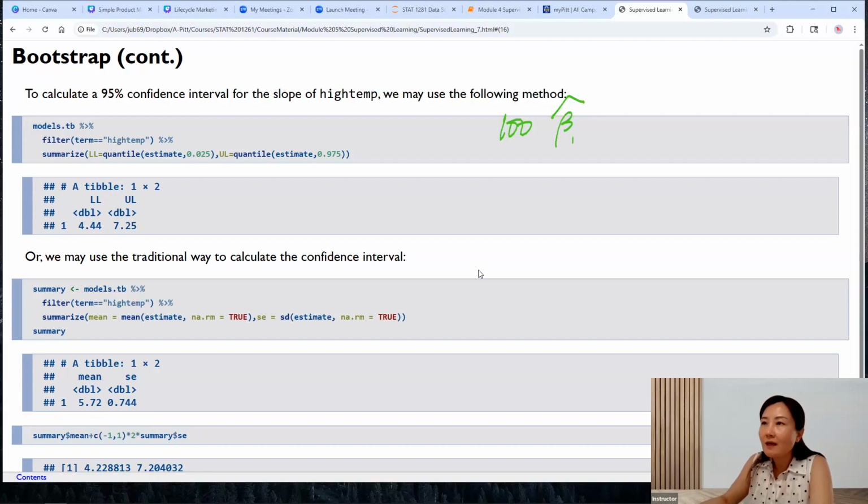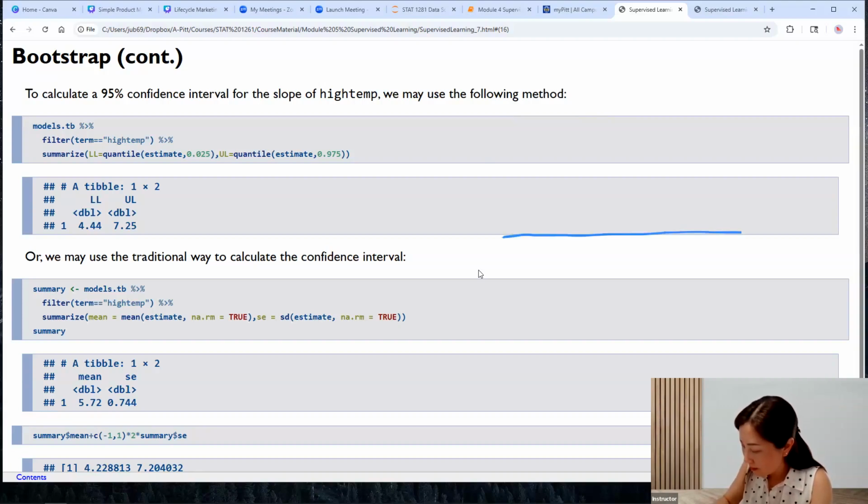There are two ways to construct the 95% interval. One way is to use a more data-driven method. We use the 2.5 percentile and 97.5 percentile of the bootstrap sample for slope. Consequently, 95% of the slopes fall between these two numbers. Right? So that is exactly what we want. It's a 95% confidence interval.